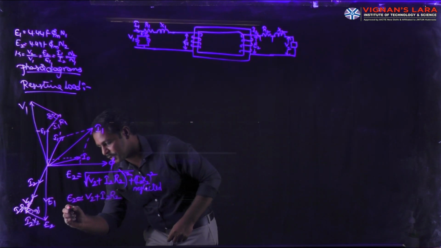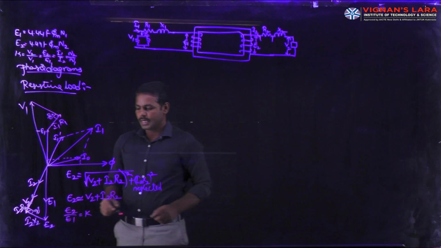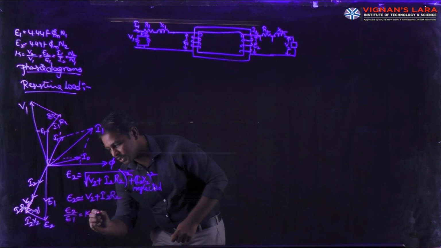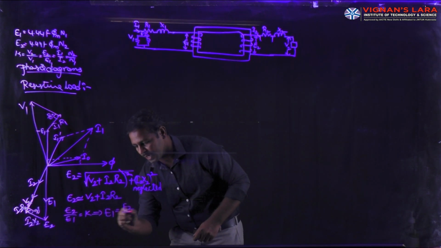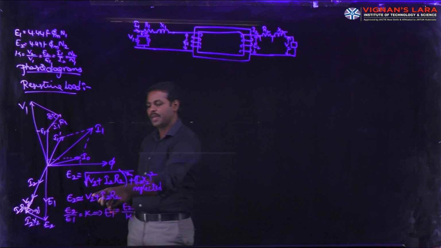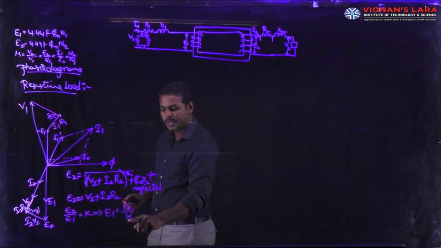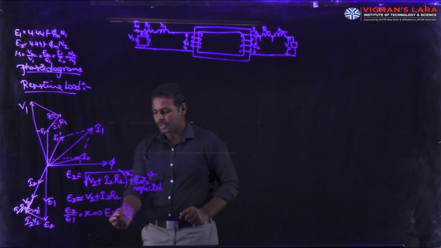Because we know the relation between E2 and E1, E2 by E1 is equal to K. Therefore E1 is equal to E2 divided by K. Based on this expression, we have already calculated the E2 value, so E2 divided by K is equal to E1.